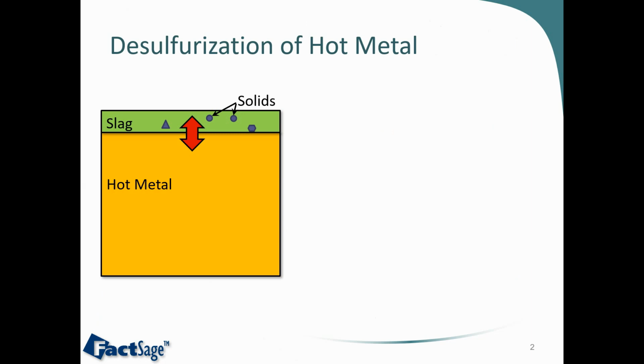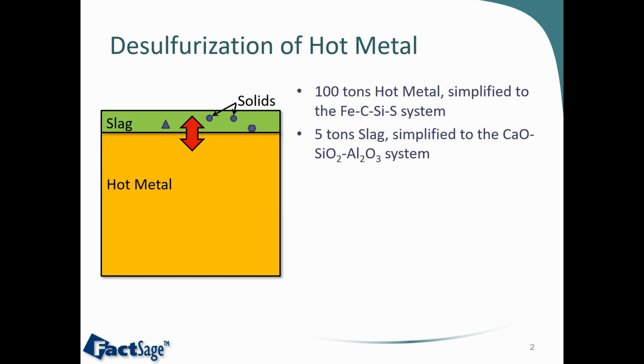So let's look at the description of the process here. In this process, the hot metal, which we assume has a mass of 100 tons, simplified to the Fe-C-Si system, with other impurities neglected here, is brought in contact with a top slag, which is assumed as 5 tons here, limited to the CaO-SiO2-Al2O3 system.